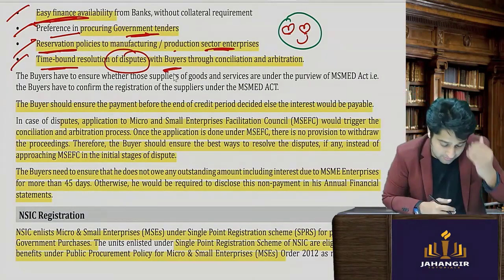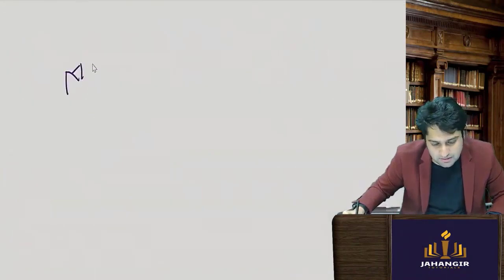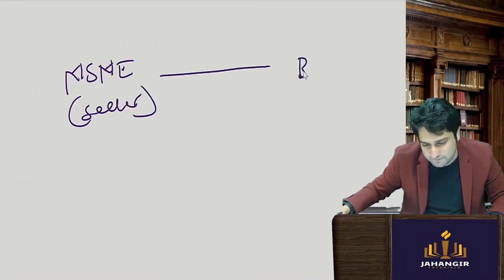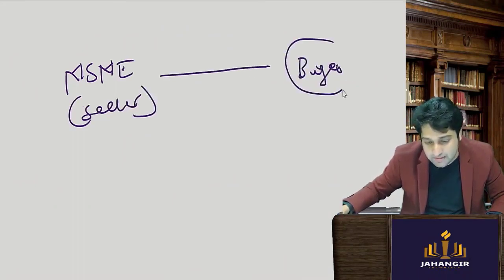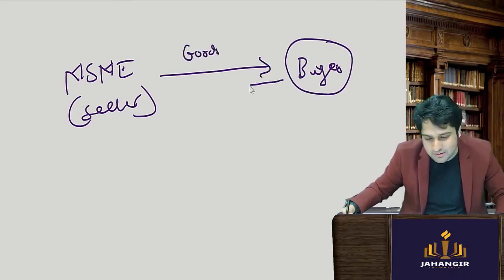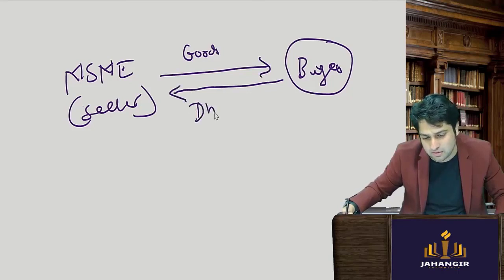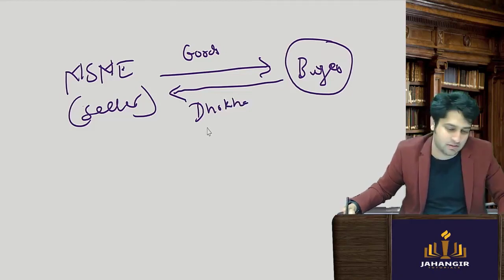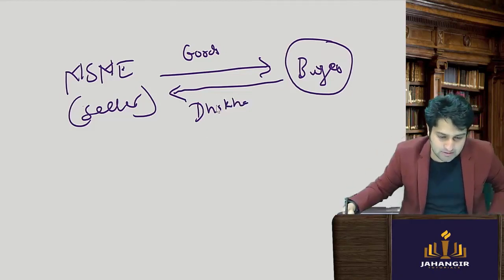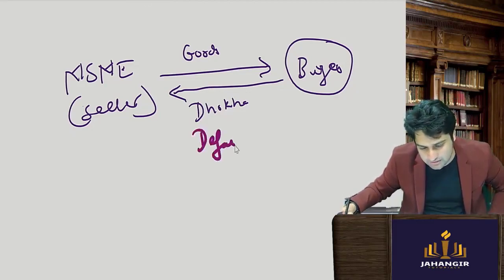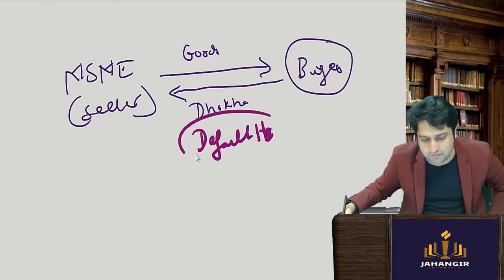Now this is what I was telling. When the MSME is the seller and there is a buyer, okay, the buyer is there. If the MSME has given goods and in return the buyer has given dhoka. When I say dhoka, what do you call that? Another word for dhoka in English. I can call it a default. He has done a default.